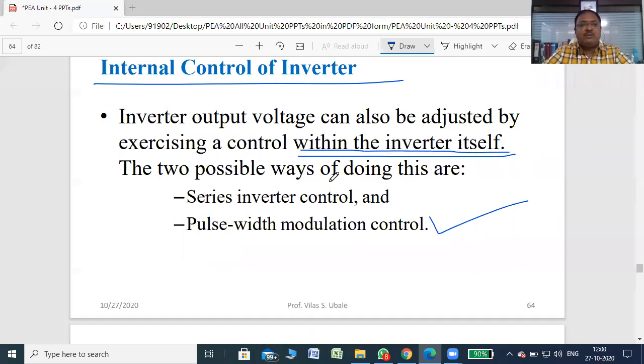So there are two possible schemes. One is series inverter control, another is pulse width modulation control. This series inverter control is not a part of your syllabus, so I will not show you the series inverter control. Only pulse width modulation control, that is the part of your syllabus.